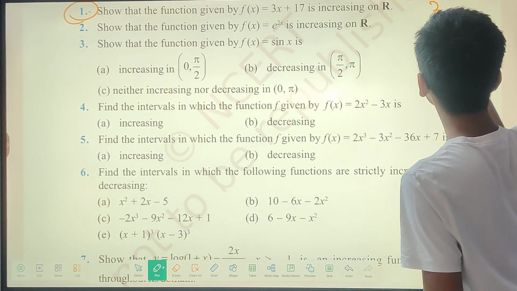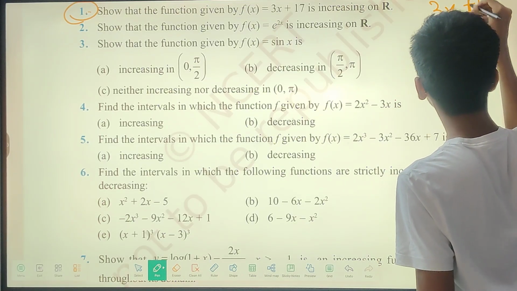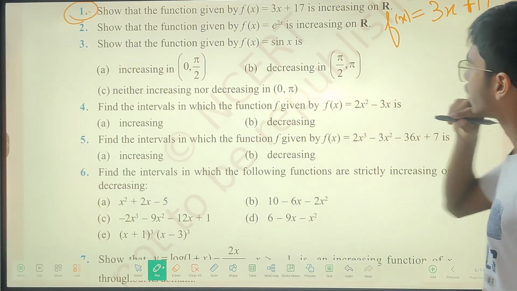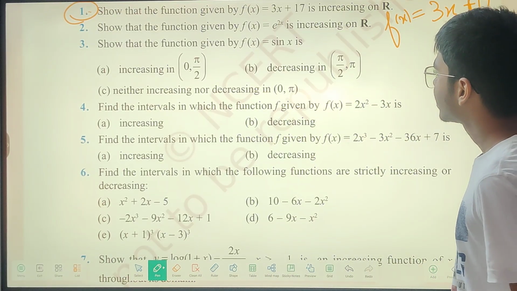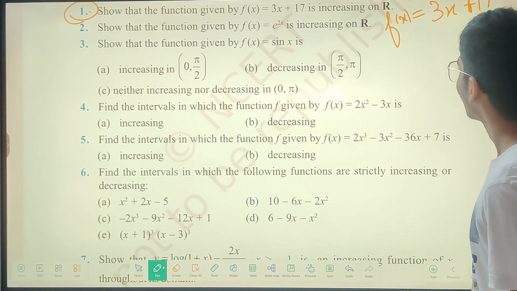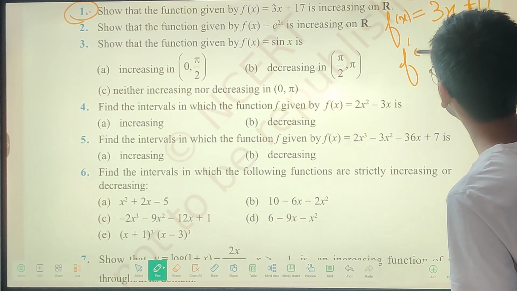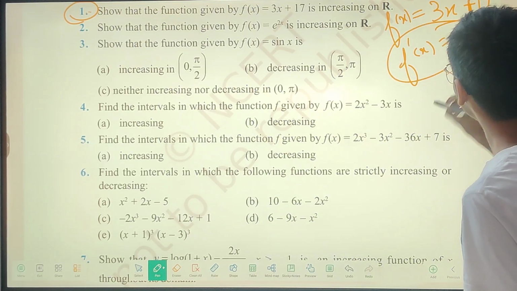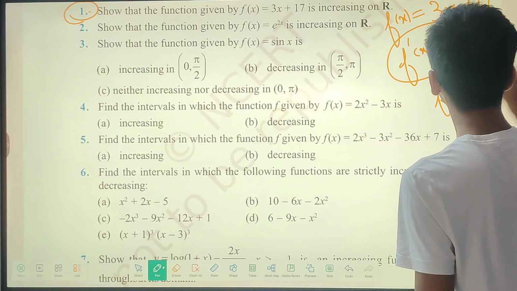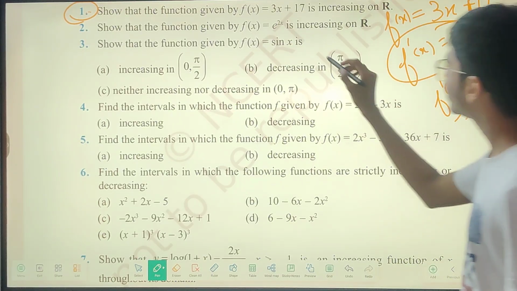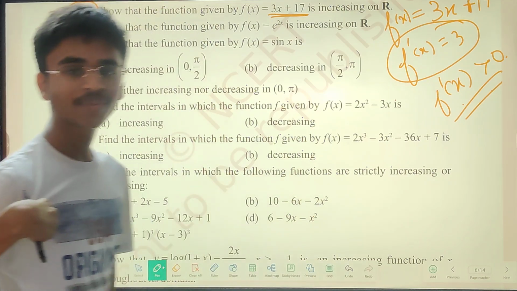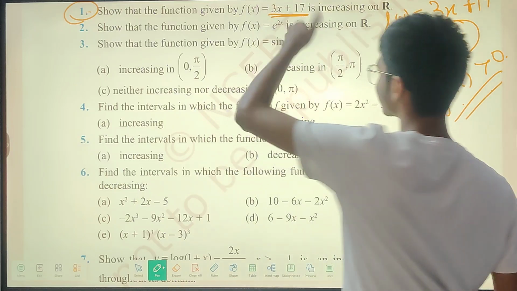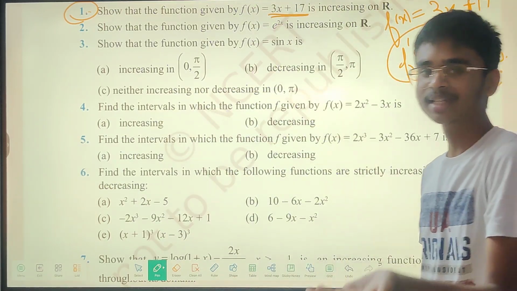So you have 3x plus 17 is equal to f of x. In its entire domain you will have to check whether it is increasing or not. So now you find f dash x, which is going to be 3. So f dash x is greater than 0. It is a linear equation, not a quadratic equation. When you differentiate a linear equation, you get a constant function.